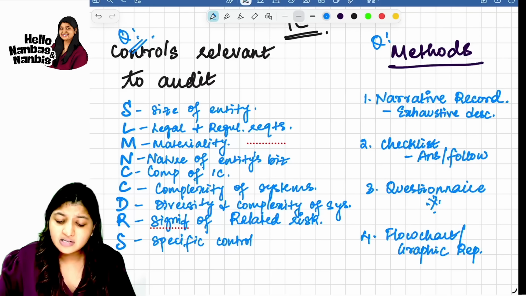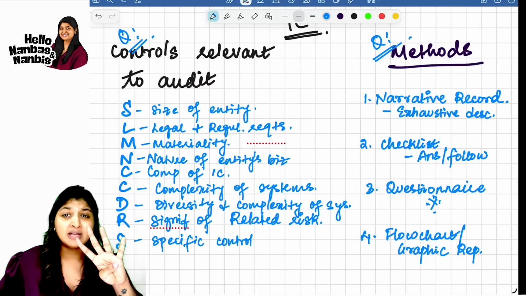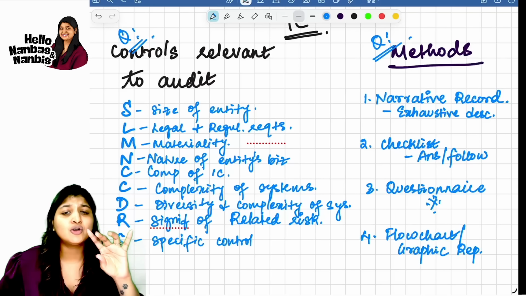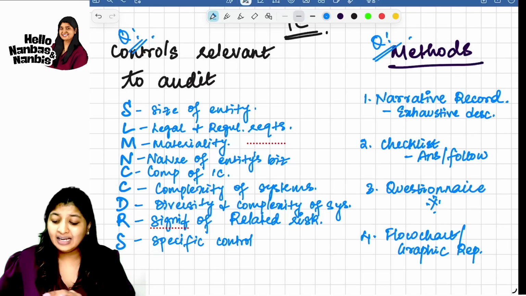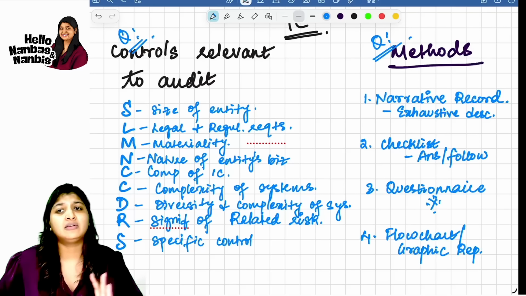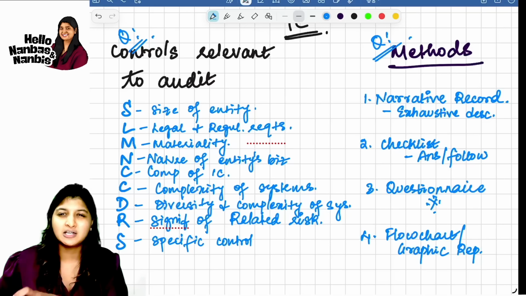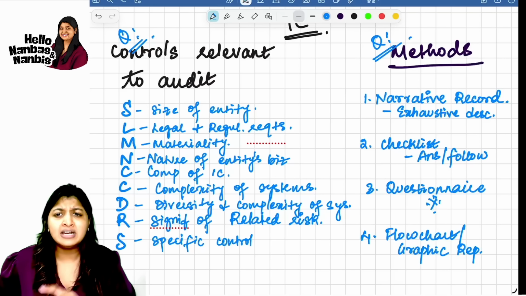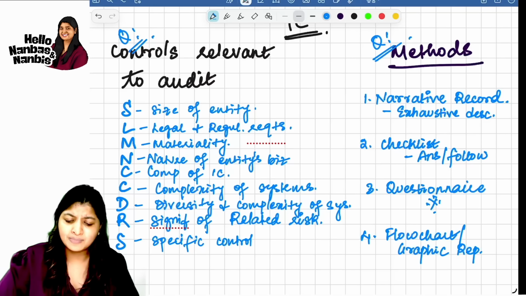For methods for evaluating the internal control, we have 4 methods: narrative record, checklist, questionnaire and flowchart. The keyword is also given for each of the methods. Narrative record, the keyword is exhaustive description. For checklist, answer or follow. Questionnaire is the most important. For flowchart, it is graphical representation.